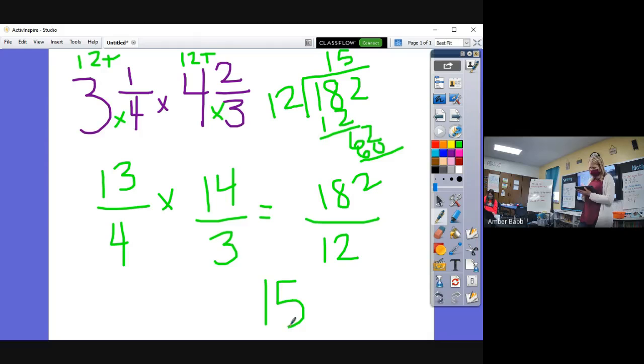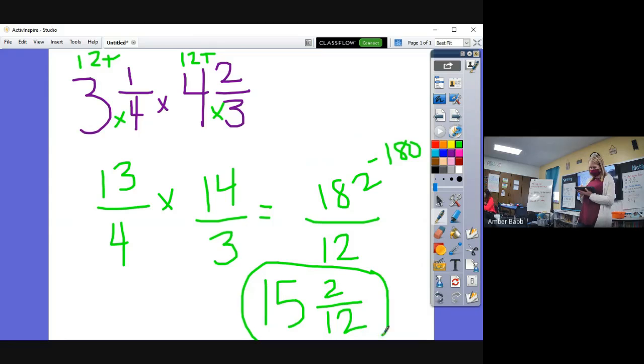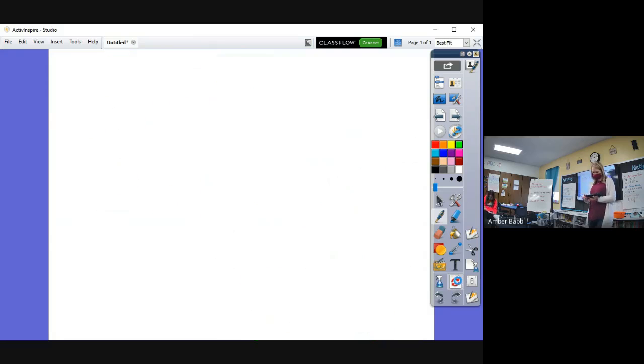I've got 15. Now I've got to figure out what 15 times 12 is. That'd be 180. 15 times 12 is 180. So 182 minus 180 gives me 2 over 12, and I can reduce that. I divide both of these by 2, and that would give me 1/6. So 15 and 1/6. Woo, that was a big one.